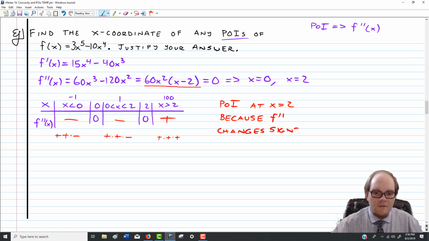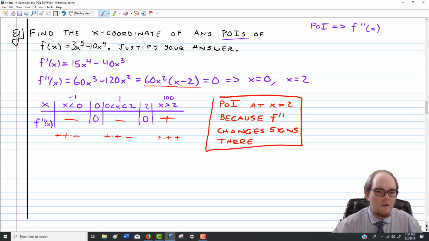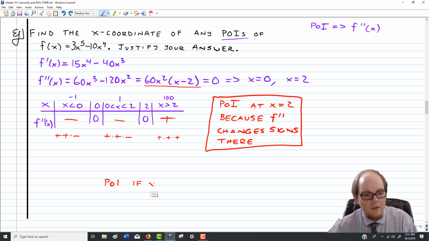And changes signs specifically there. So the moral of the story here is that the definition is a kind of reminder. It's a cautionary tale, if you will. You cannot say that there's a point of inflection if f double prime of x equals 0.